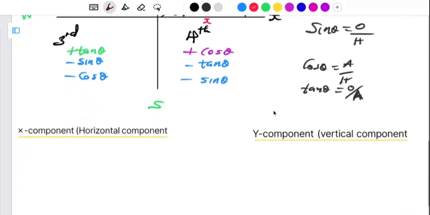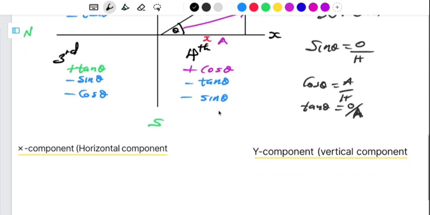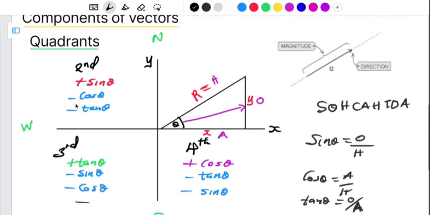So let me remove this 30 here. Since this one is the angle, this side is going to be opposite to the angle, this one is the hypotenuse, and then this one is adjacent. So this is what we are going to have. Let me just use these ratios here, and then we are going to determine which one is going to suit the x component, and which one is going to suit the y component. For now, let me just write it here.